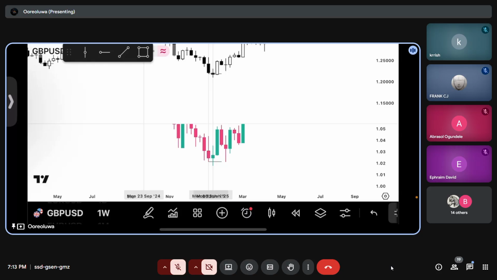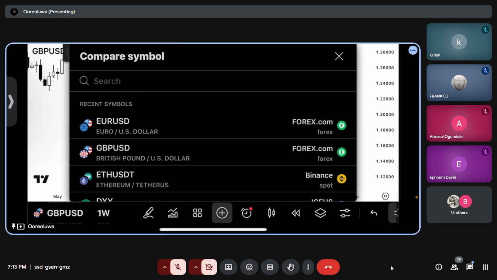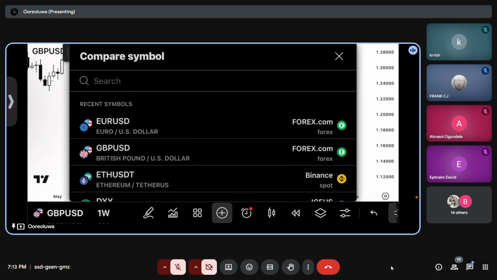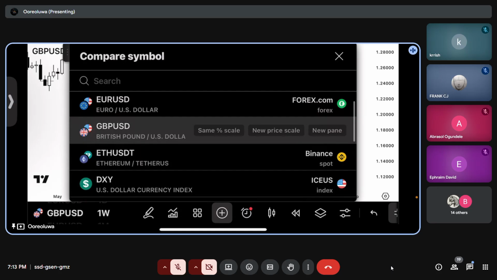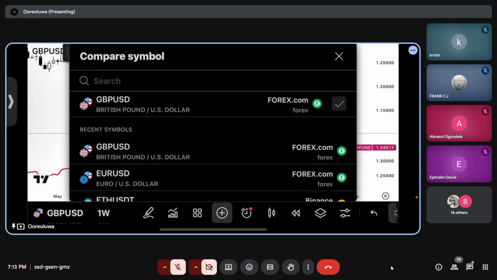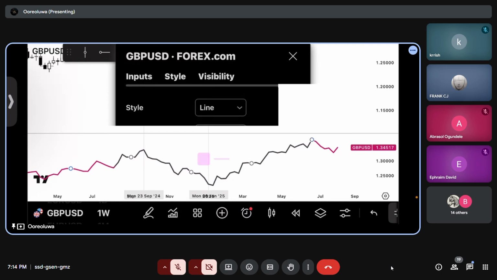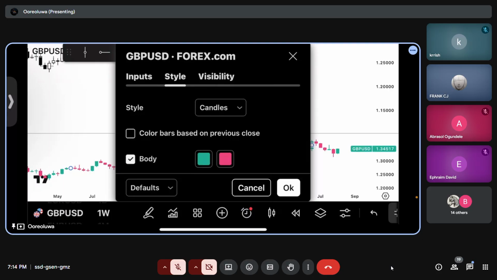You can see this cross, this plus sign here. You tap it. Now you choose any pair you want. Let me say Euro USD is there. You choose GBP USD. Then you tap new pin, not same scale, not new price scale, new pin. You can see now it's at the top side with this mark sign. Then you can cancel, and it's showing a line chart. You double tap on the line, then change it from line to candles. Then tap OK. You are done.